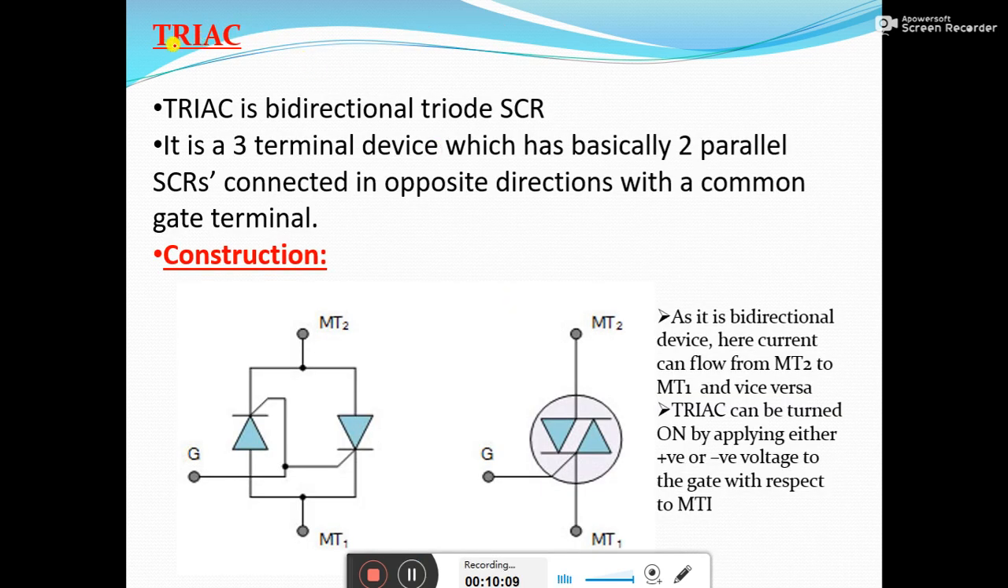So the next special type of semiconductor device is the triac. This is a triode for alternating current. Triode in the sense it consists of three terminals. Basically, like the diac, this is a bidirectional device, meaning the current can flow from MT2 to MT1 as well as from MT1 to MT2. But the only difference that you're going to see when you compare the triac with the diac is the presence and absence of the gate control.